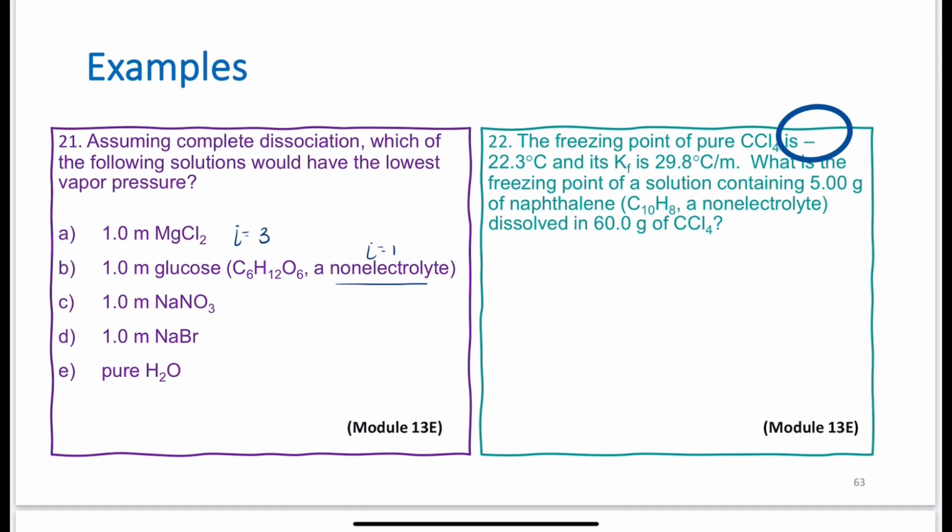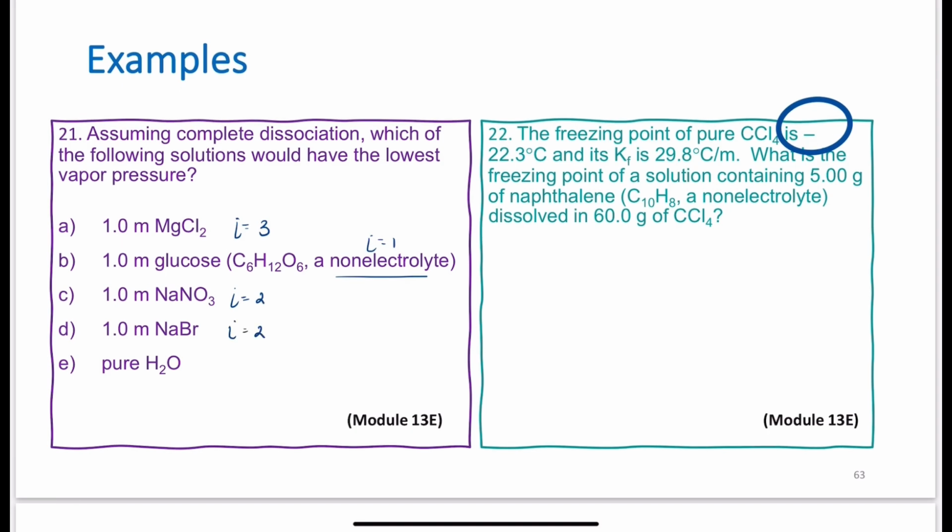Sodium nitrate is a salt. It splits up into 2 things, sodium ions and nitrate ions, and its Van Hoff factor is 2. Sodium bromide, also 2, splits up into sodium ions and bromide ions, and then pure water, a non-electrolyte, has a value of 1. And the molality of pure water is very, very high. It's pure. So I'm looking for the thing that's going to have the lowest vapor pressure. Only one of these is not like the other. So it's kind of an easy guess if I really didn't know what I was doing.